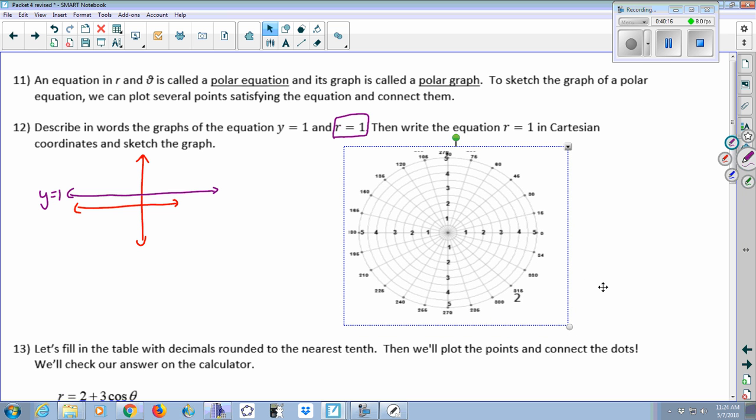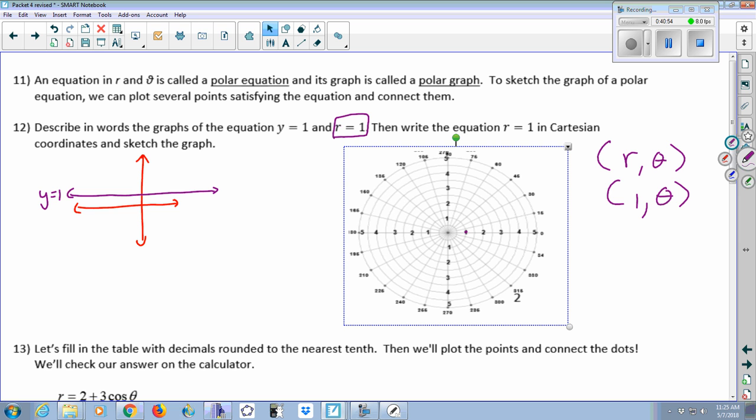Okay. R equals 1. Polar coordinate land. R is 1, regardless of what theta is. Theta has no effect. Just like here, any x had no effect. No matter what angle you choose, you're going to be located 1 from the pole. All the way around. Every possible conceivable angle.